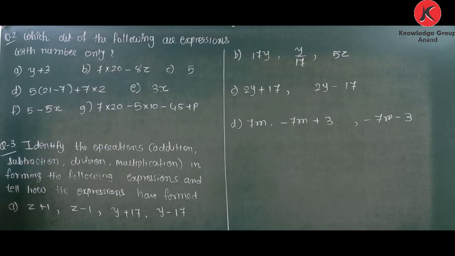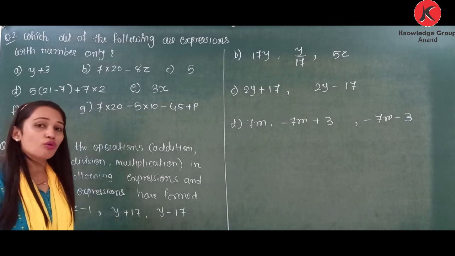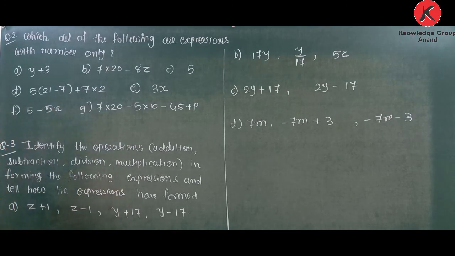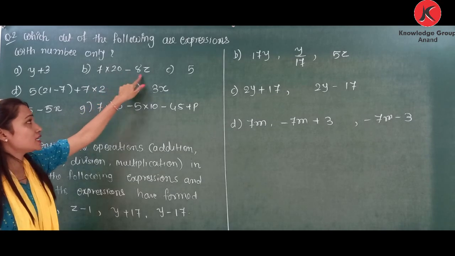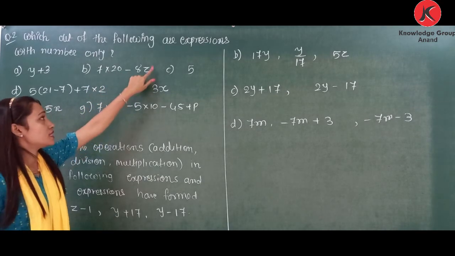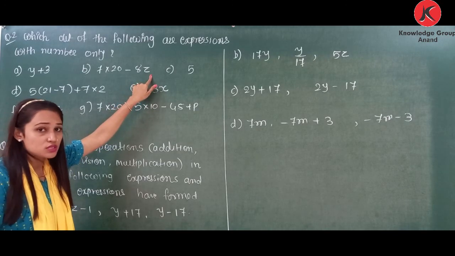Now next, question number 2. Which out of the following are expressions with numbers only? So here expressions are given and you need to write the expressions with numbers only. Numbers only means that there is no variable in the expression. So your first expression is y plus 3, but y is a variable. So this is not an expression with numbers only. Now for the second, 7 multiplied by 20 minus 8z. So here z is a variable, so it is again not an expression with numbers only.